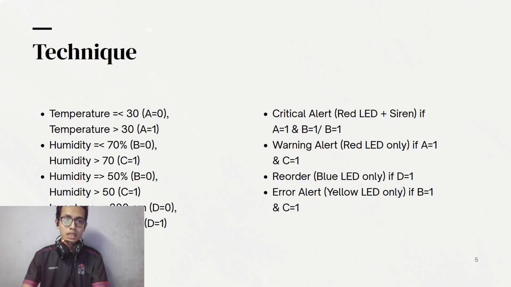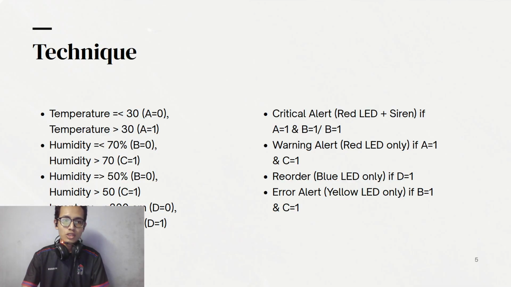Next is technique. We have 4 inputs. Actually, it's 3 technically. The first one is the temperature. If it's less than 30, then A equals 0. And if the temperature is more than 30, then A equals 1.